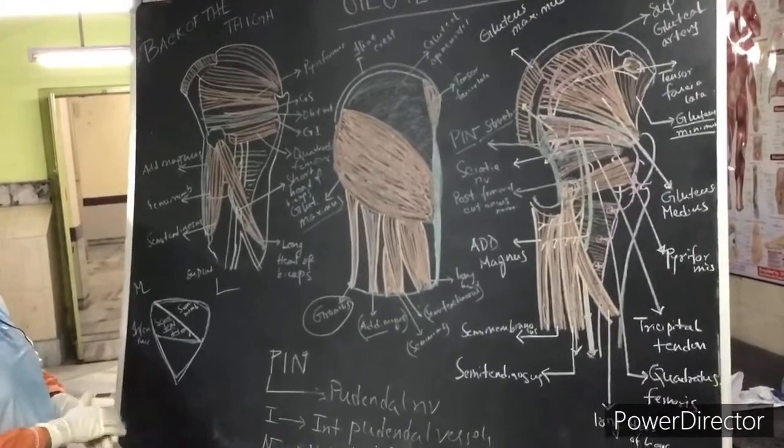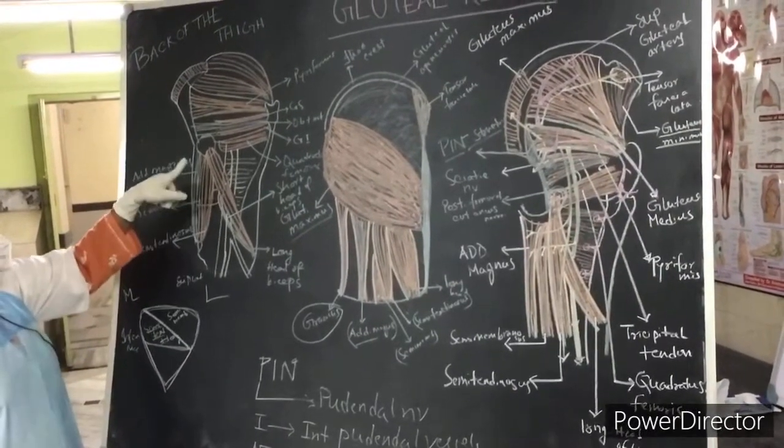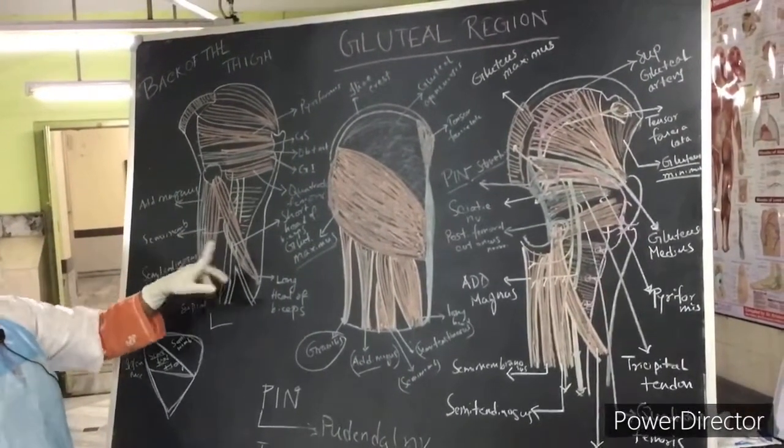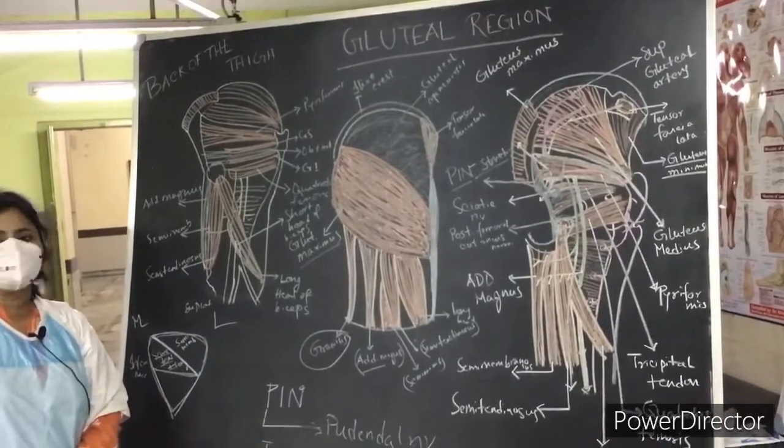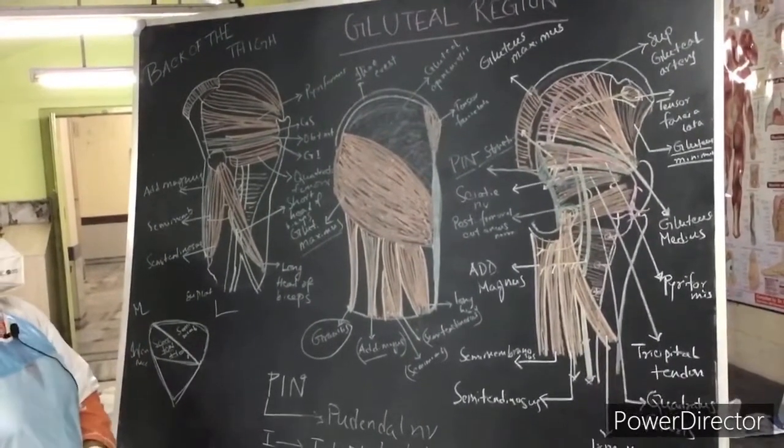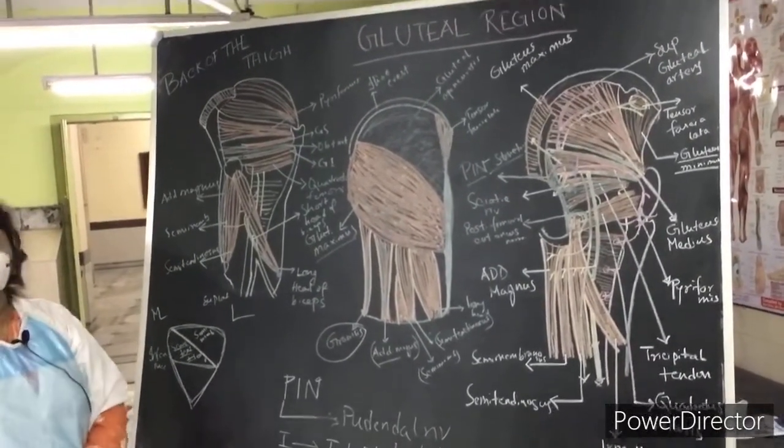So why are they modified? Because the long head of the biceps femoris is primarily originated from the sacrum. Then it is shifted to the ischial tuberosity later on.